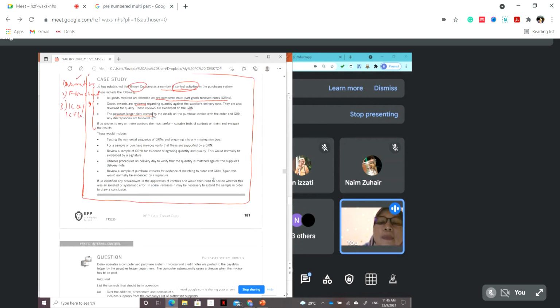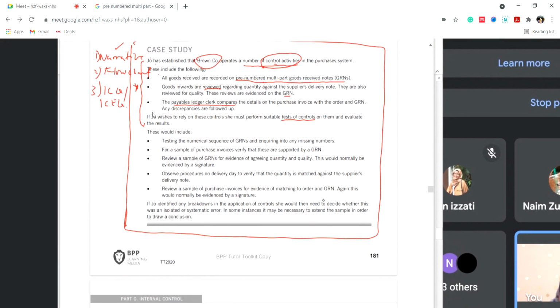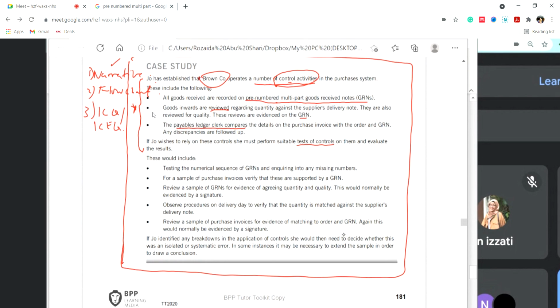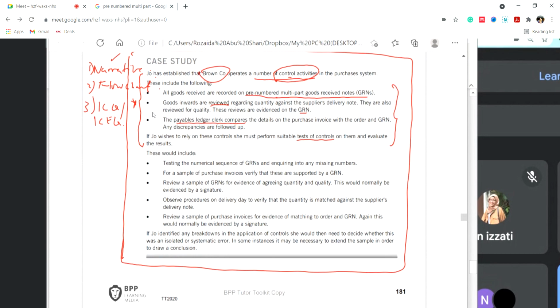The audit team, Joe Price, also performs the test of control to evaluate whether the control activities here are effective or not, exist or not. So they perform a control based on these control activities. So first, sebab dia cerita tentang pre-numbered ni kan, siapa boleh tolong explain? To check your understanding. If you are able to explain, it means you understand.